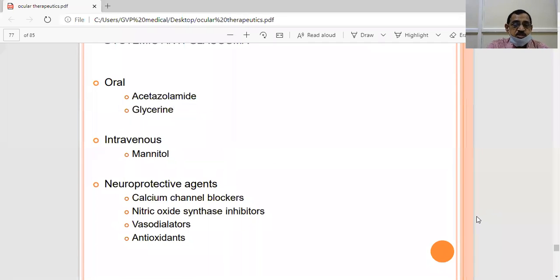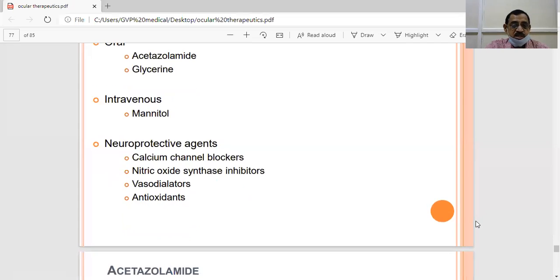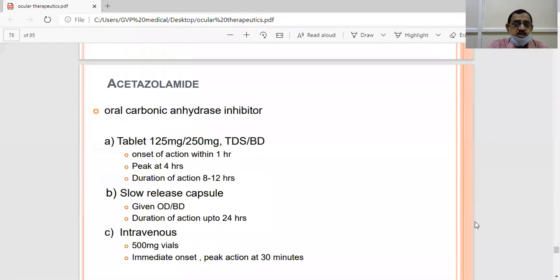Neuroprotective drugs are calcium channel blockers, nitric oxide synthase inhibitors, vasodilators, and antioxidants. Acetazolamide is commonly used. It's an oral carbonic anhydrase inhibitor. Tablets of 125 to 250 milligrams are available. Onset of action is within 1 hour. Peak action is at 4 hours. Duration of action is 8 to 12 hours.